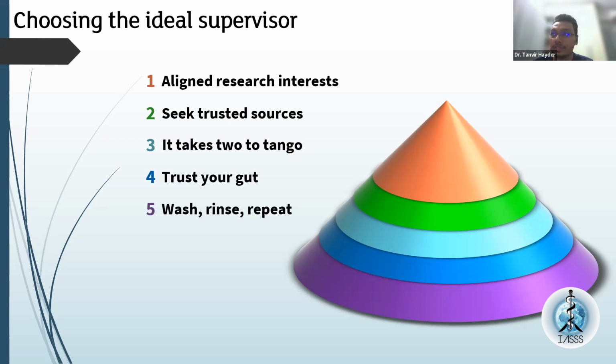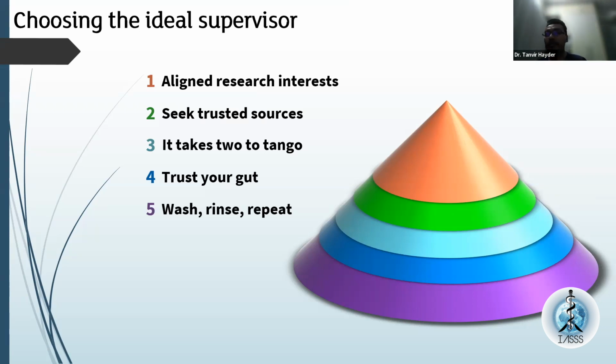Seek trusted sources means seek out. Today we're living in the age of globalization. We have LinkedIn, we have Facebook, we have Google Scholar, ORCID, so many other tools. You can look up your supervisor and see who has previously worked with them or under them, and talk to them and see if your supervisor possesses the five qualities that we were talking about previously.